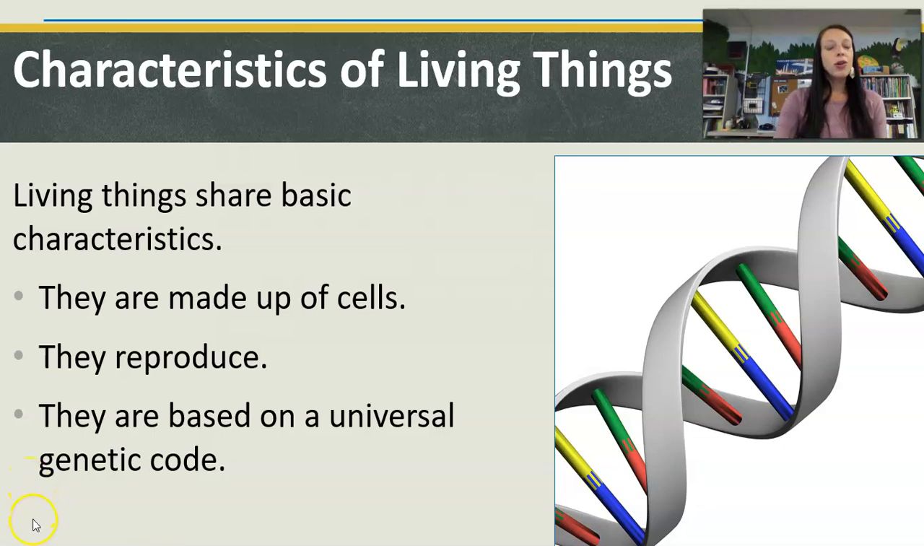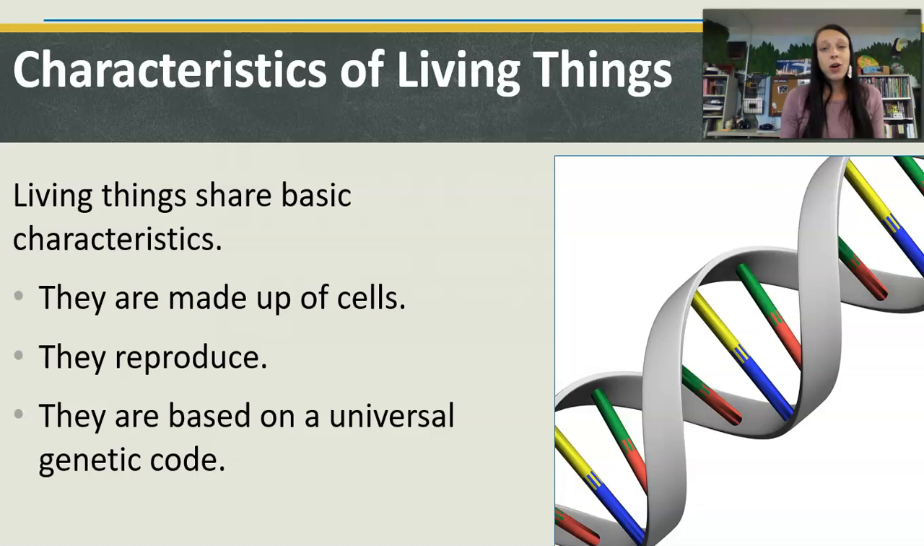For starters, they're all made up of cells. Cells are the basic unit of life. In order for you to be considered alive, you have to be made up of cells. You might only be made up of one cell, which is possible, or you could be made up of hundreds of thousands, millions or billions of cells. Either way, in order for you to be alive, you have to be made up of cells.